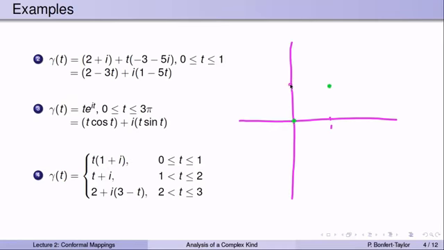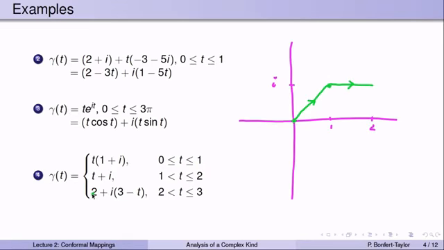If this is 1, and this is i. So from 0 to 1, that's what the curve does. Next, between 1 and 2, we're looking at t plus i. In other words, the real part changes from 1 to 2, but the imaginary part stays fixed at 1. So this is what happens. The imaginary part stays fixed, and the real part increases from 1 to 2.